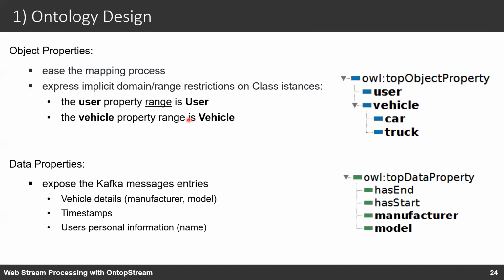Okay. Finally, we need to define the data properties. Here are included all the Kafka message entries which are not included in the classes. So for example, here we use properties to express vehicle details, timestamps, and the user's personal information. All the string or integer or timestamp fields can be queryable and return us information useful for our analysis.